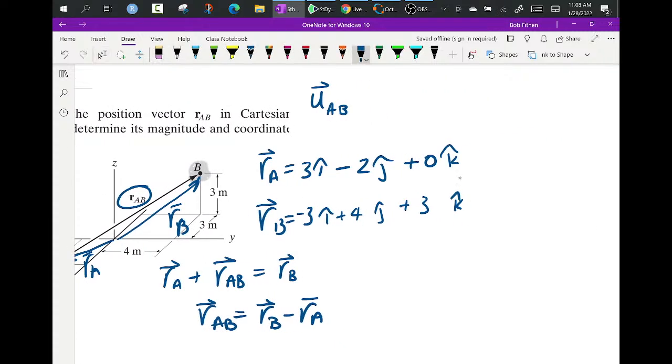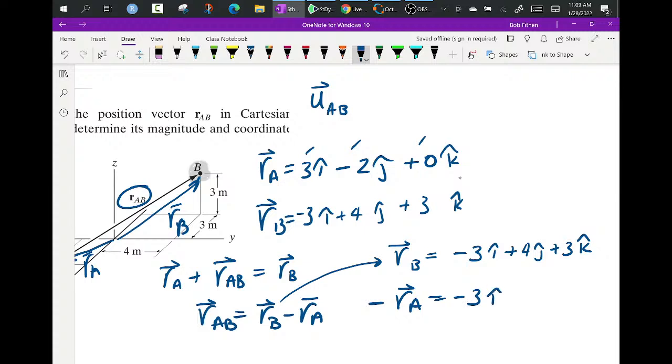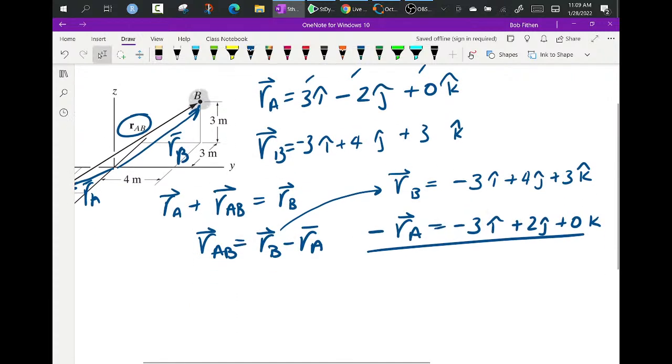So if I just line up RB and subtract it from the other 3 plus 2J plus 0K, and then I'll add them, because that's essentially what this equation on this side says. Then I'll get R A to B equaling to this and this. I think it's still 6.